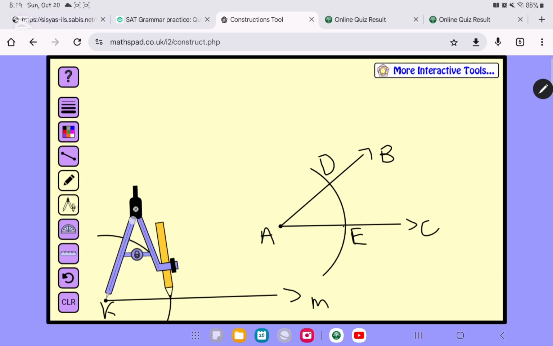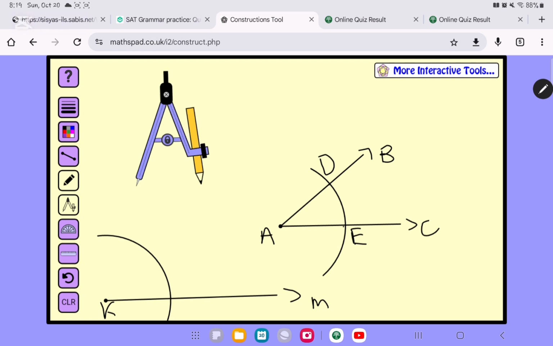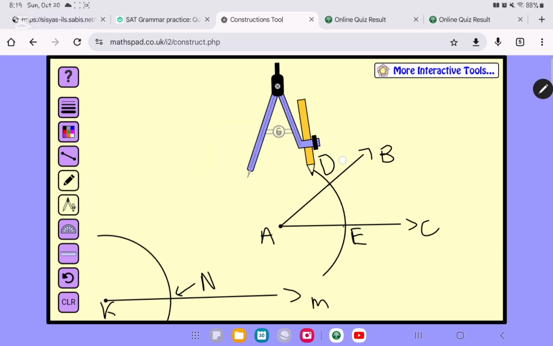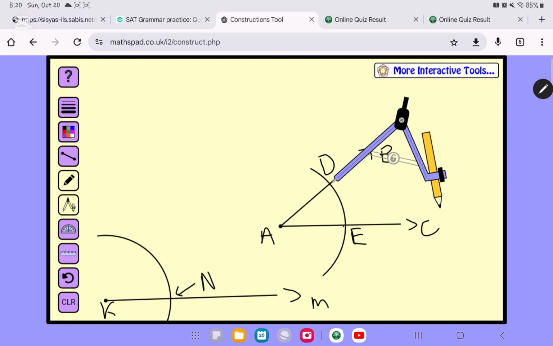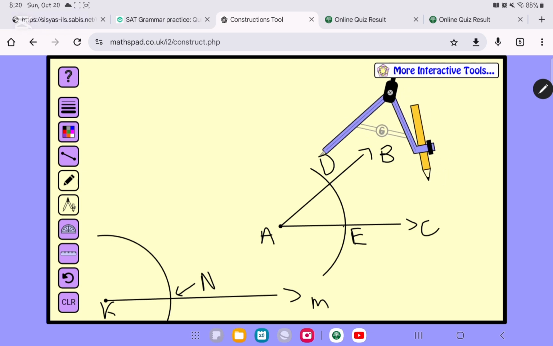Okay? Now this arc will cut the ray KM at which point? At this point over here, which we can call point N. But we're not done yet. The next step is that we're gonna come back here. Before that, we're gonna take a ray and connect D and E.